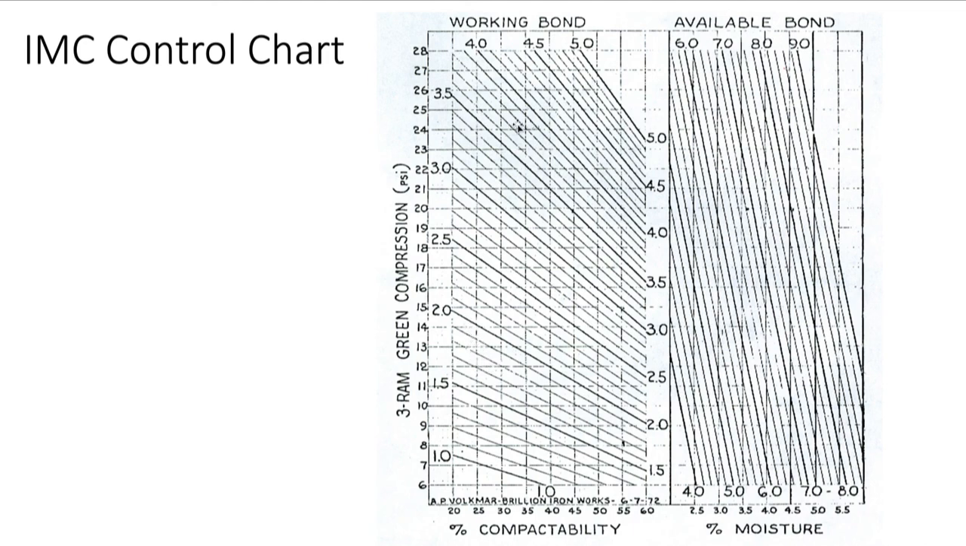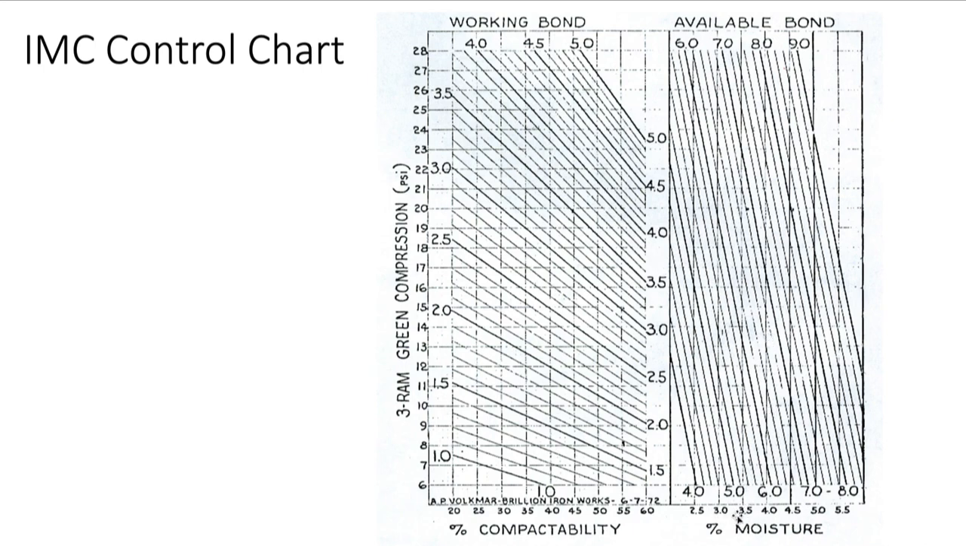On the bottom is percent compactability, okay? And so if we have a 45% compactability and we have a 20 of the green compression strength, that puts us right here, and then we follow this graph up and we have a 3.5% working bond then, okay? And that would be like the clay percent that's working.